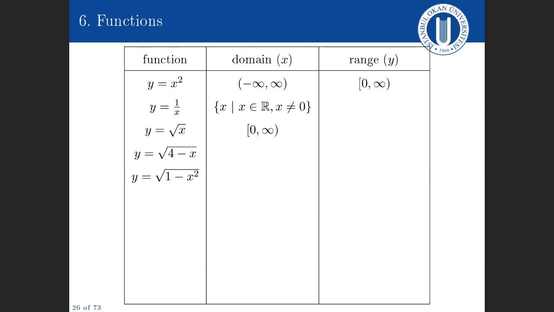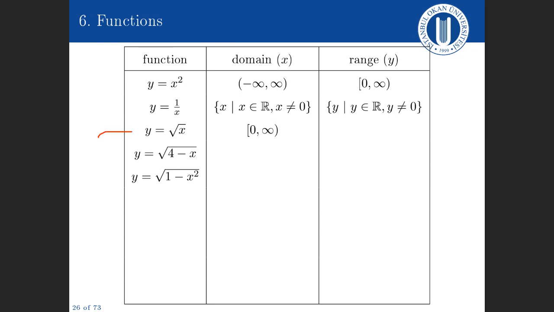Second function, y is equal to 1 over x. What's the biggest possible domain that we could use for this function? We can't divide by 0, but we could divide by any other number. So the biggest possible domain would be all of the real line except x equal to 0. And then the range would be the same: all of the real line except y equal to 0.